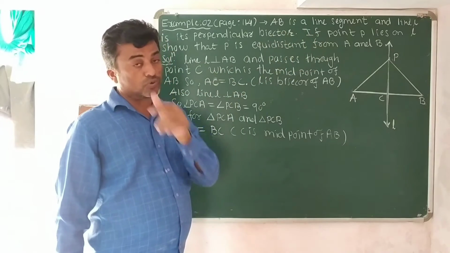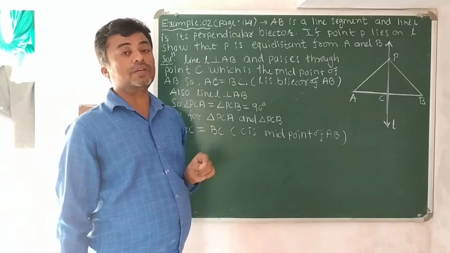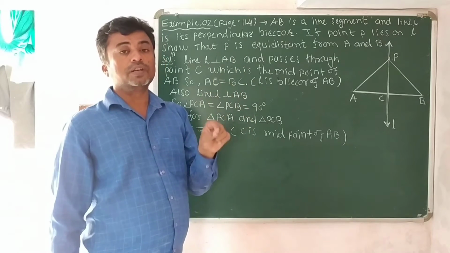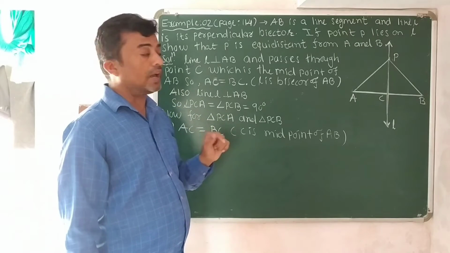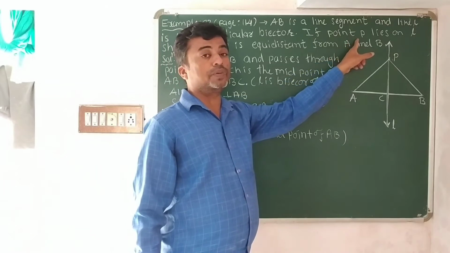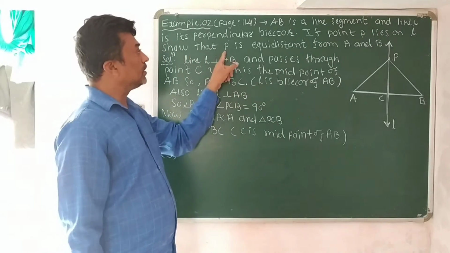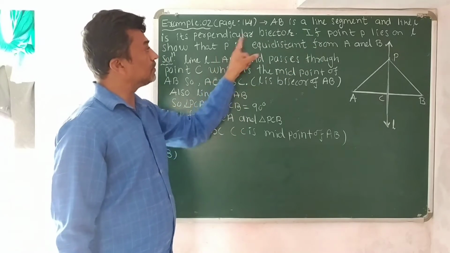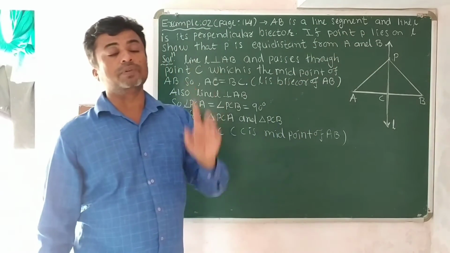So see, children, in the given question, one line segment AB is given to us, and one line L is also given. It is a perpendicular bisector of line segment AB. And also one point P which is available on line L. We have to prove that P is equidistant from A and B, meaning the distance between P and A and the distance between P and B are both the same. That we have to prove.